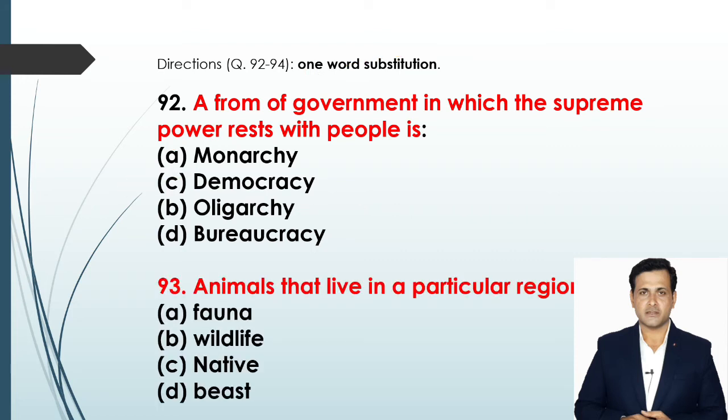Next one. "Animals that live in a particular region." Options are fauna, wildlife, native, and beast. Most of us might think it's wildlife. No, it is wrong. It is fauna. Flora and fauna. Flora means the trees and kinds of trees in a particular area, and fauna represents animals that live in a particular area. So fauna is animals that live in a particular area.